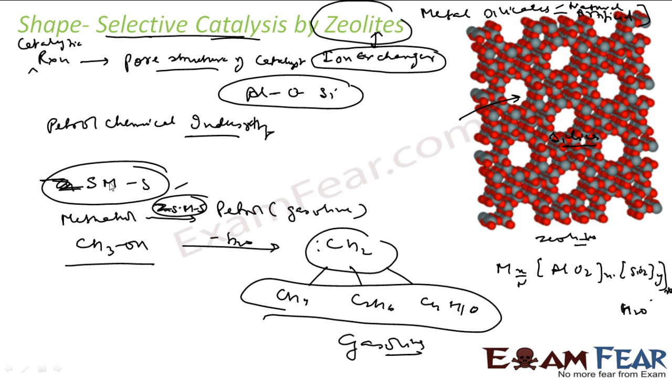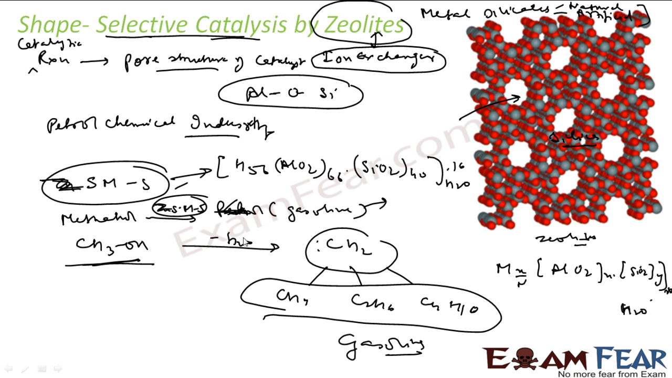So this ZSM5 is a synthetic zeolite. The formula of this is H56 AlO2, 66 SiO2, 40.16 H2. This is the formula of ZSM5. The synthetic zeolite is used to convert methanol to petrol or gasoline, which is nothing but a mixture of different kinds of petrols, diesel, everything combined. The crude form is called gasoline.